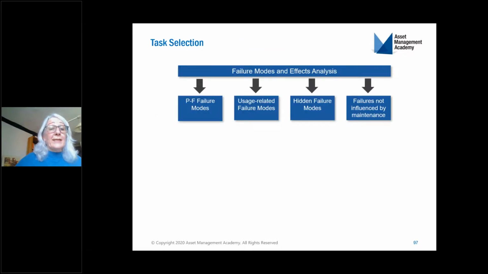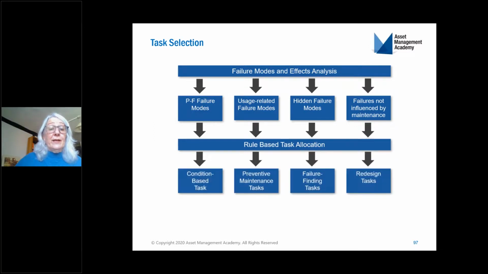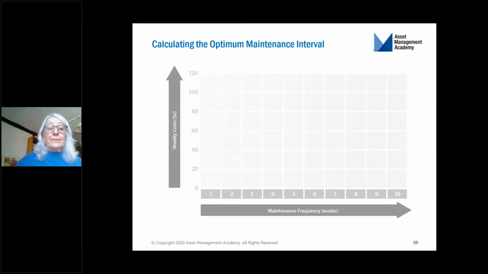So I've got my different failure modes. I've done rule-based task allocation, so condition-based tasks for a PF failure mode, etc. But the next thing I have to do is decide how much should I do of each of these? And this is back to our old friend, the cost risk optimization. This time, what's going on is the weekly costs, the average weekly costs, and how often we're going to do the task. It's the same principle.